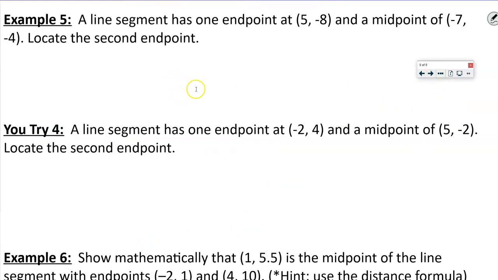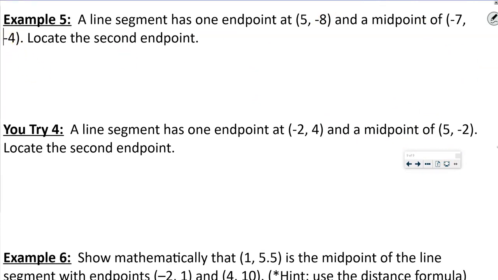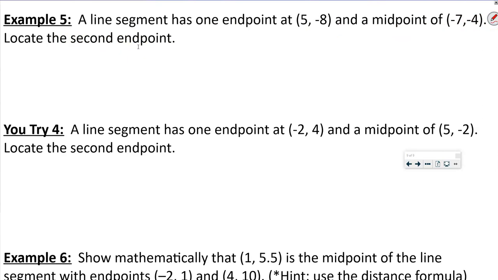All right, our next one says a line segment has one endpoint and a midpoint. So you guys got to really read these types of questions, okay? So when it says something like this, let's back this up so it doesn't look so confusing. So a line segment has one endpoint at 5, -8, and a midpoint of -7, -4. Locate the second endpoint. So this is one of those things where if you don't read, you're going to get the wrong answer, okay? So this is an endpoint, so this is our x1, y1, but this now is our midpoint. So this is xm, ym, and that's why I was using that notation before.